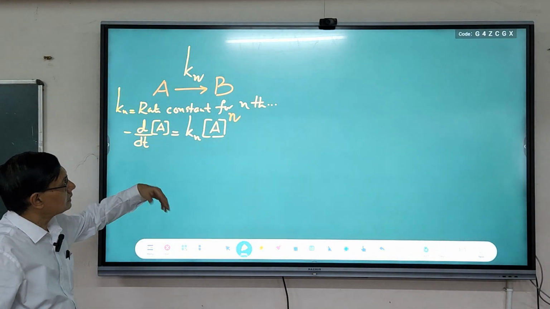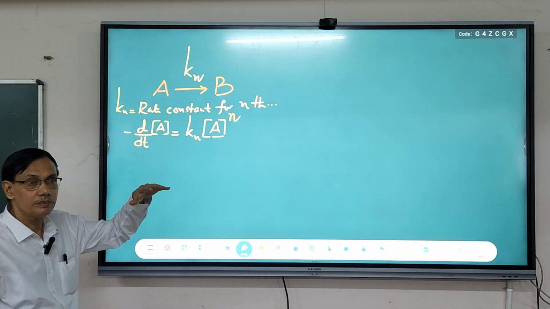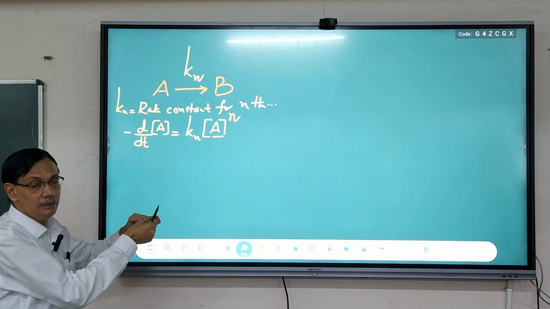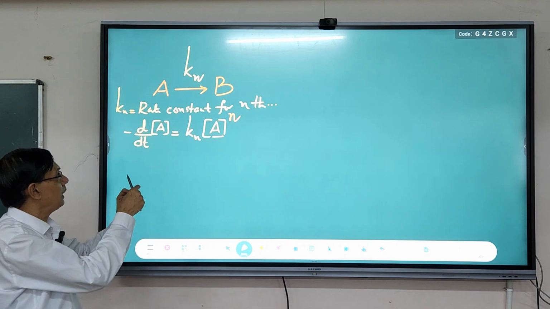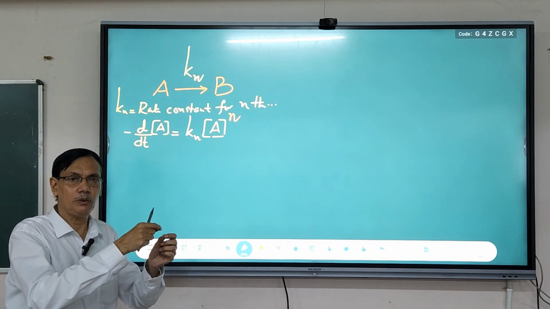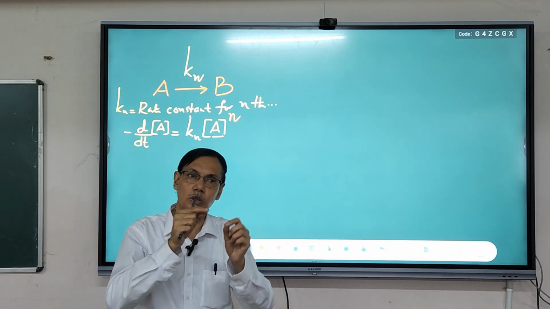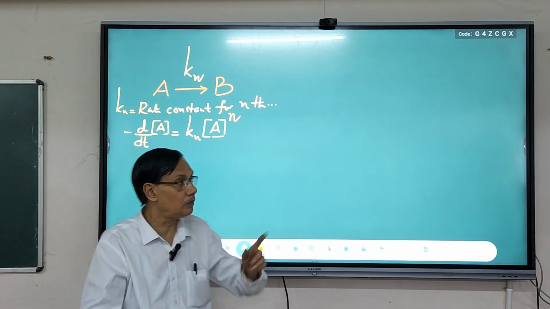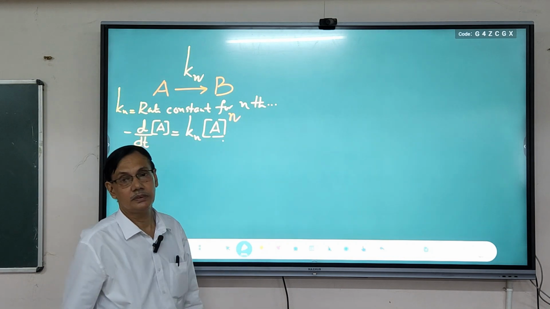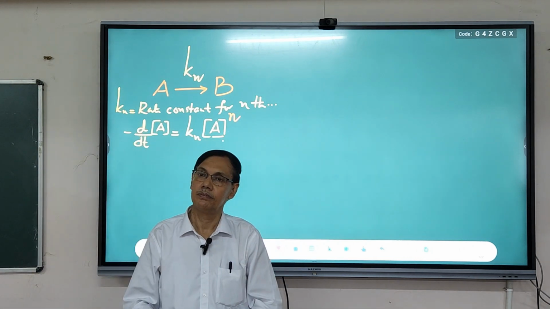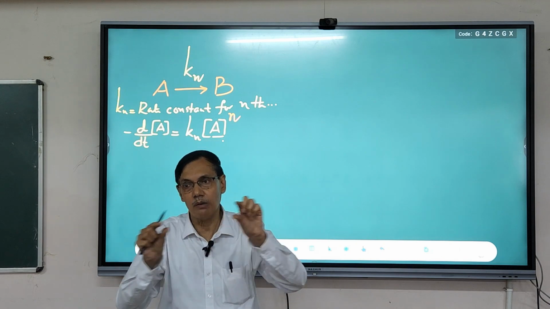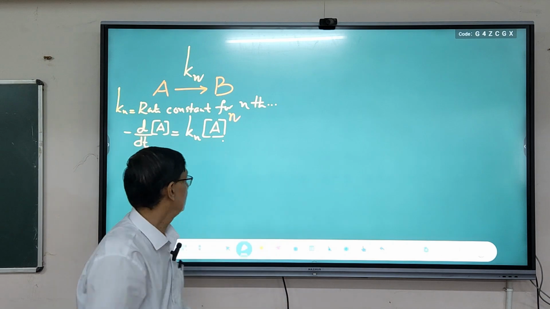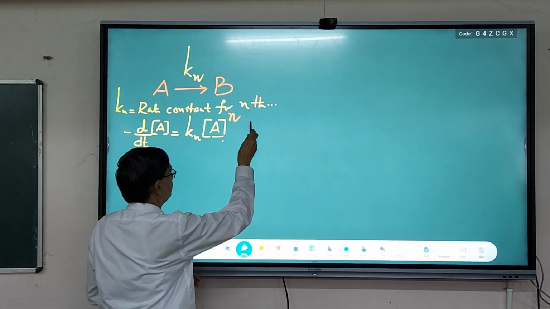The order is the sum of the powers of the concentration terms. Suppose there are two reactants A plus B, and order with respect to A is N1, order with respect to B is N2. So the total order will be N1 plus N2. So the sum of the powers of the concentration terms, which must be raised in order to explain the complete reaction, that is the order of reaction. So nth is the order.